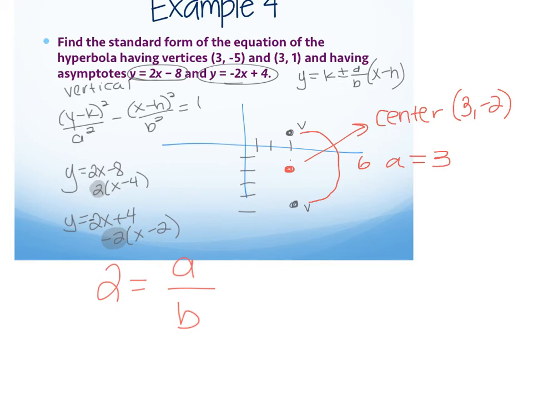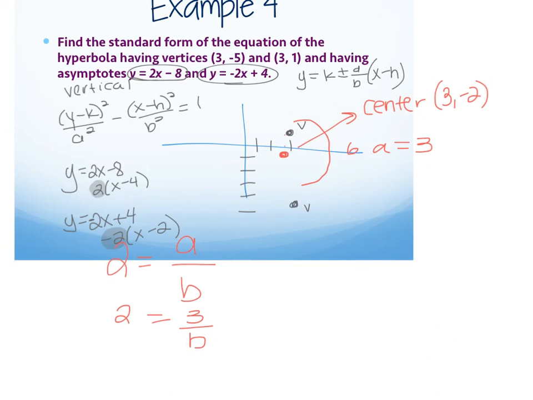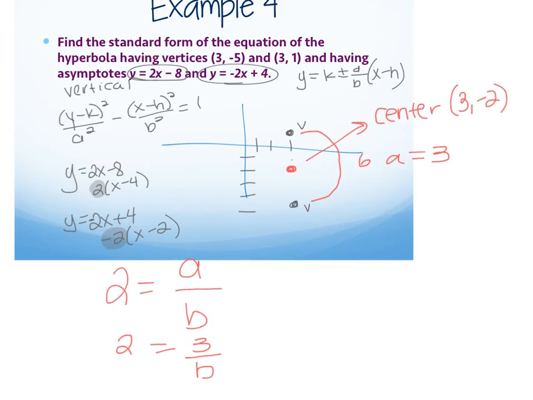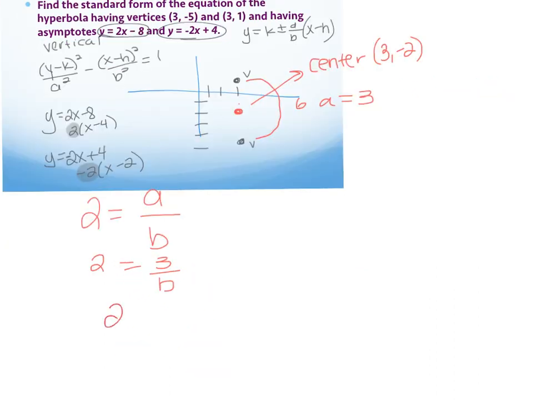And I have the top part of my a over b. So 2 equals 3 over b. Cross multiply that, I get 2b equals 3, and b equals 3 over 2. And now I have all the information I need for my equation. I have my h, my k, my a, my b. And I know that the transverse axis is vertical.